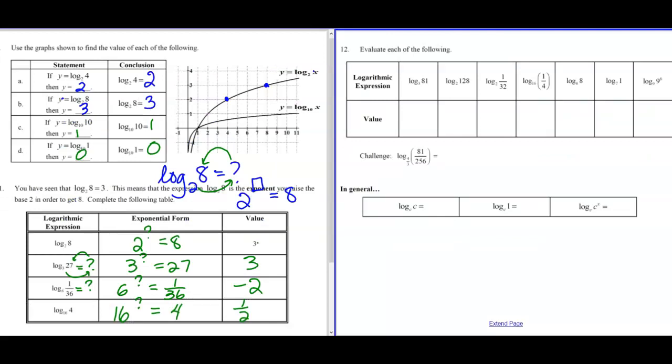I just want to check something here. I'll show you.